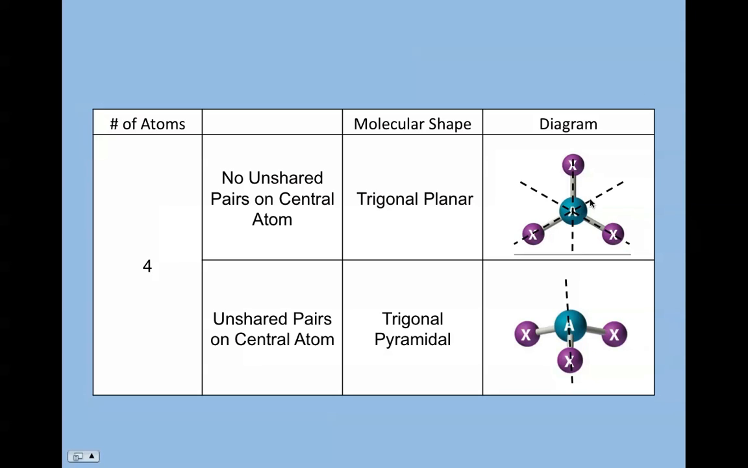If we look at symmetry, the top one is very symmetrical. We have multiple lines of symmetry. However, the bottom one only has 1 line of symmetry, so we're going to consider the top, trigonal planar, as being symmetric and trigonal pyramidal as being asymmetrical. So again, make sure you make a note of that in your notes.